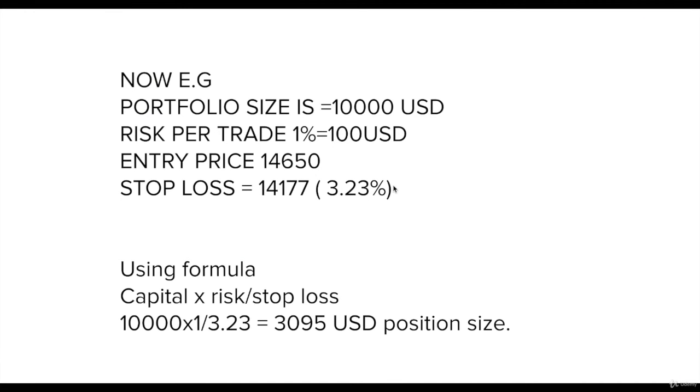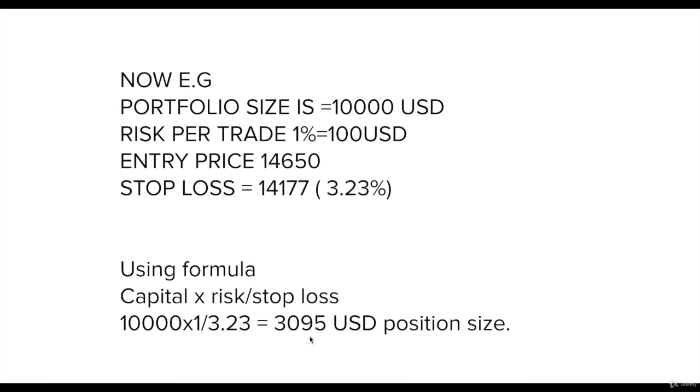So now using the formula, capital multiplied by risk divided by stop loss. So what was our capital? Our capital was 10,000 US dollars multiplied by 1. We are taking 1% only risk per trade divided by our stop loss. Our stop loss was 3.23% as I have explained on the chart. So equals to $3,095 position size. Now this would be our position size on this trade.